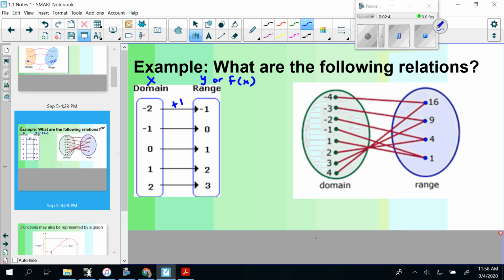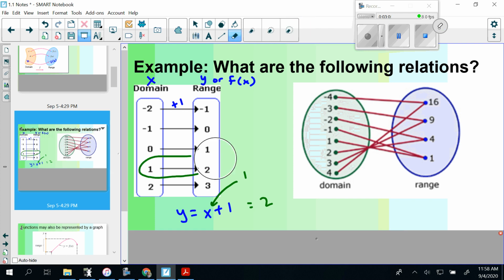So the relation we have is that y is always going to be the x value that you start with plus 1. For example, if you were to put in an x value of 1, we would get a result of 2, and that's this one right here. So that is the relationship we have going on here.